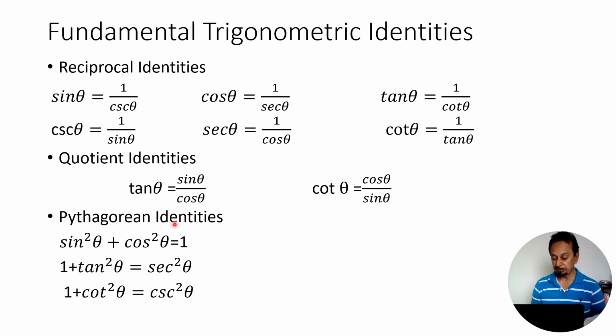Now from this we can also prove that tangent theta is sine theta over cosine theta, and cotangent theta is cosine theta over sine theta. Similarly, we have the Pythagorean identities. Sine squared theta plus cosine squared theta is 1. 1 plus tangent squared theta is equal to secant squared theta. 1 plus cotangent squared theta is cosecant squared theta.